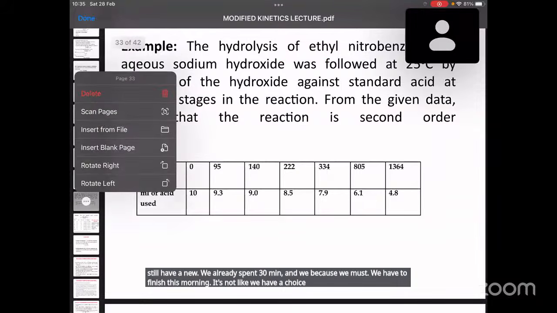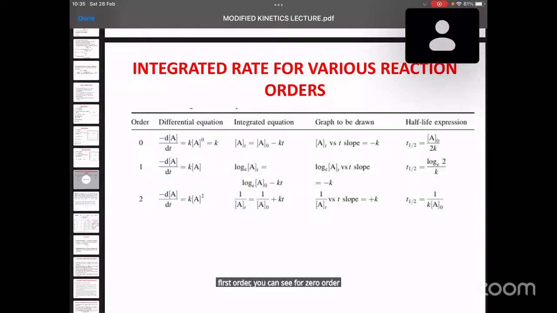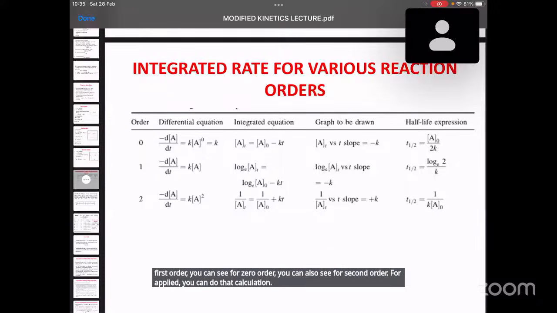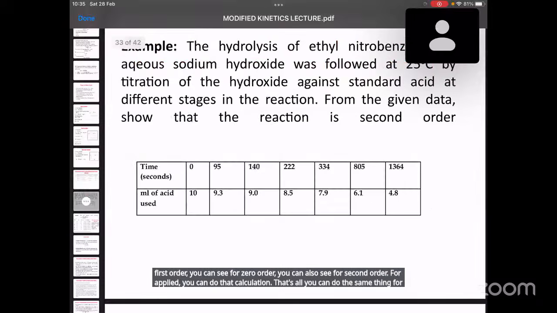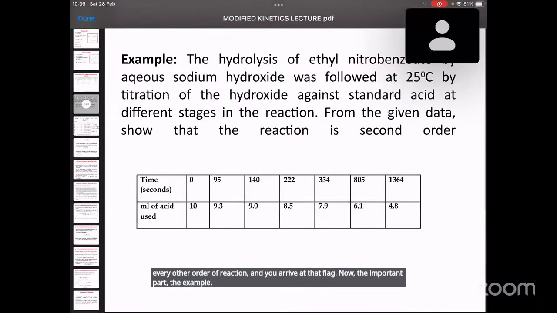So now you have everything for first order, you can also see it for zero order, and you can also see it for second order. For half-life, sorry, you can do the same thing for every order of reaction, and you arrive at that half-life. Now, the important part, the example, look at what we have here.